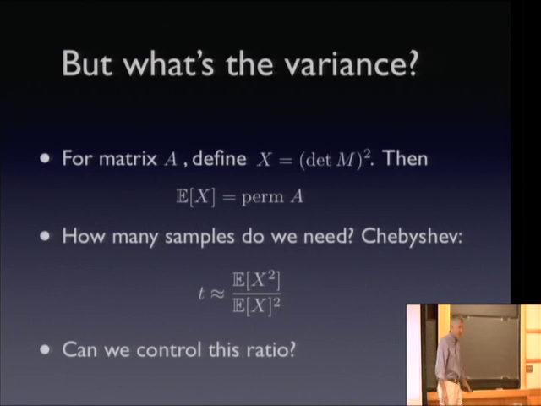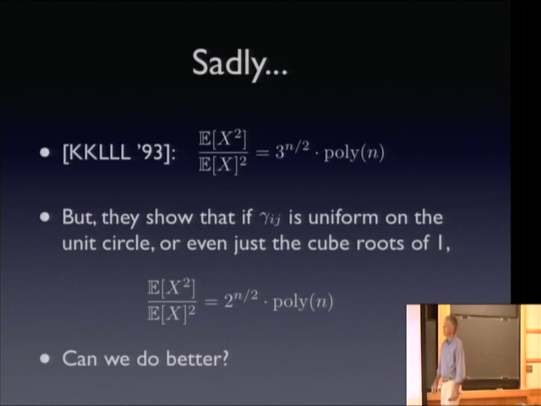One way to do that is to compute the second moment and apply Chebyshev. If you do that, you find the number of samples you need is essentially this moment ratio. It's basically the second moment divided by the square of the first moment. And in this literature, this ratio is called the critical ratio. So it makes it sound very important. And so the most natural way, or maybe the simplest way, to try to understand this is to try to control this critical ratio.